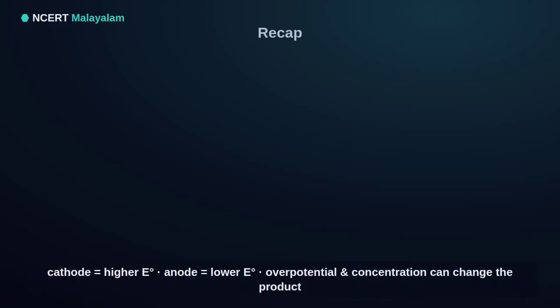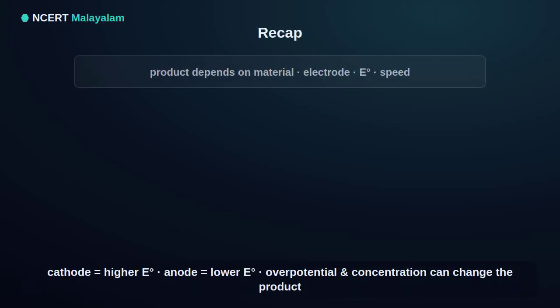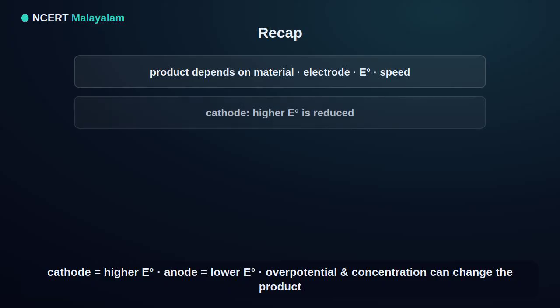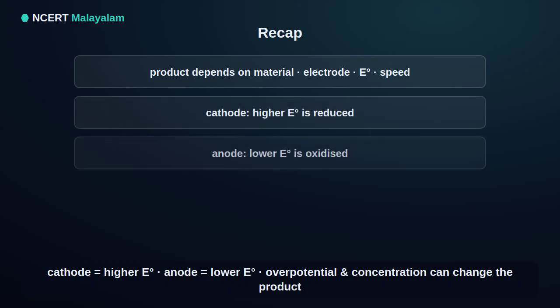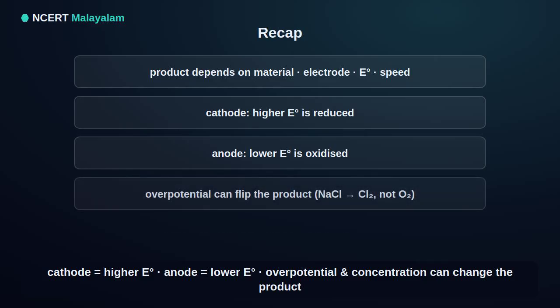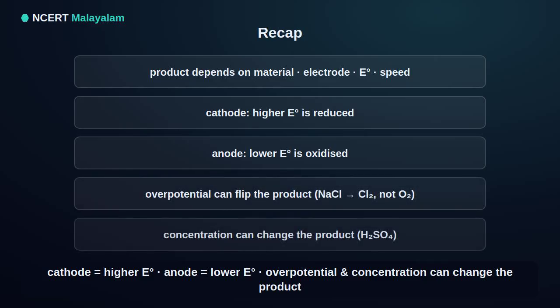Let us recap. The product of electrolysis depends on the material, the electrode, the standard electrode potentials of the species, and the speed. At the cathode, the species with the higher standard electrode potential is reduced. At the anode, the species with the lower standard electrode potential is oxidized. But overpotential can change this. That is why sodium chloride in water gives chlorine instead of oxygen. Concentration can also change the product.